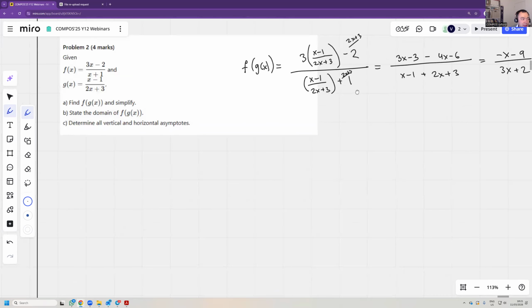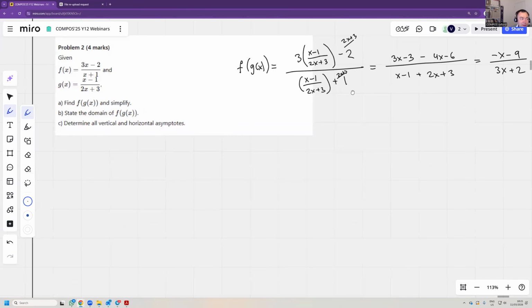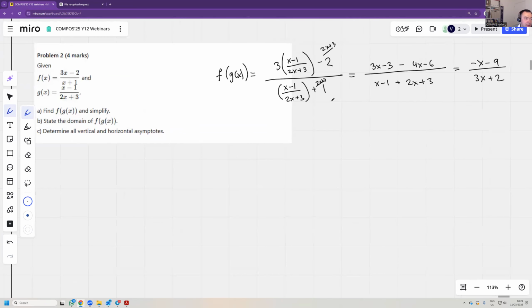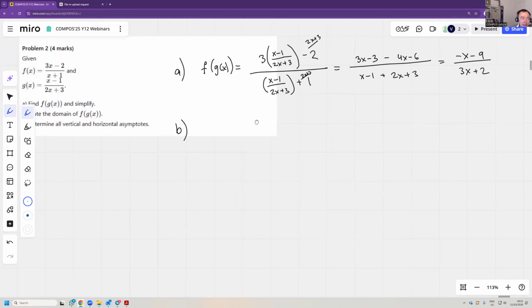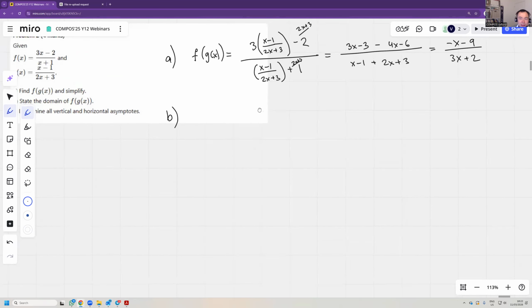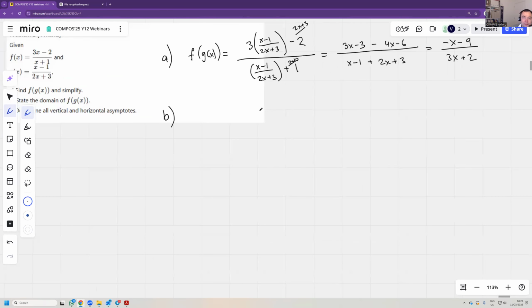Then find fg or f and simplify. So we've done that. That's A. State the domain of fg of x. Well, the domain is that x is not minus 2 over 3, because then you're dividing by 0.